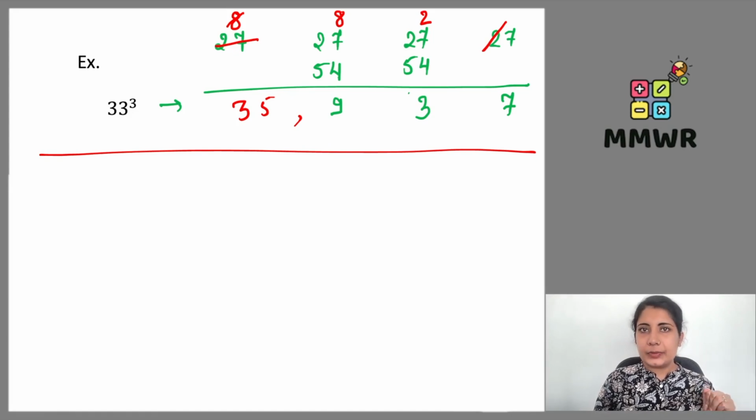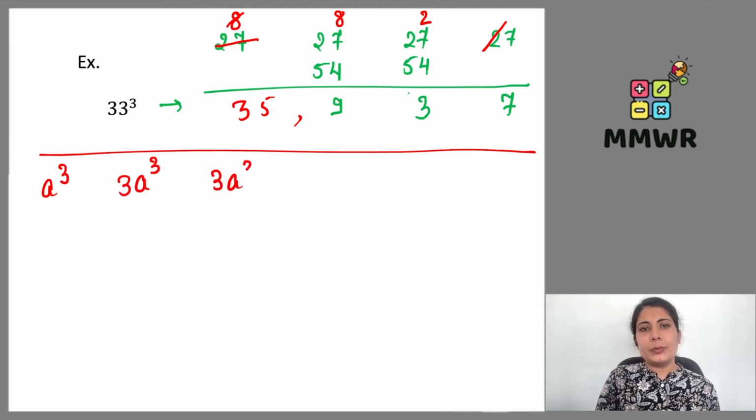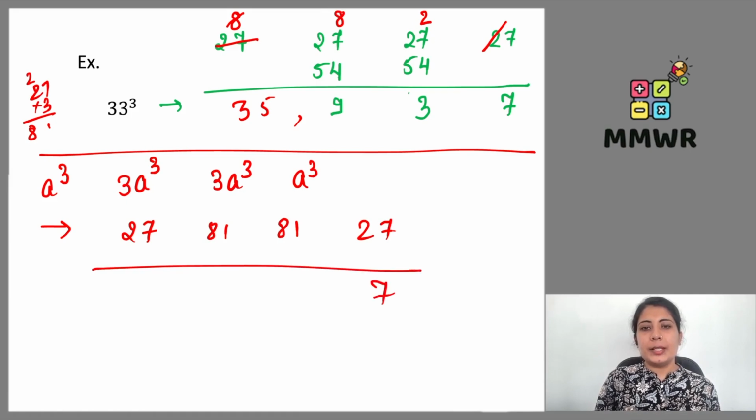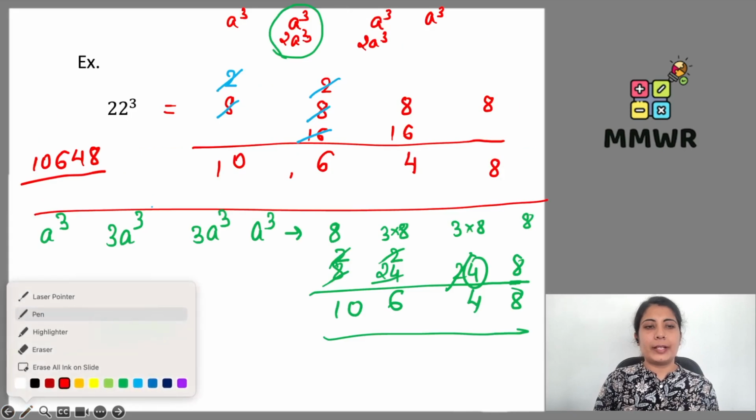The other method which we did just now: a cube, 3a cube, 3a cube and a cube. What we'll be doing? A cube is 27. Now 27 multiplied by 3, we can do it somewhere in the rough work. 3 sevens are 21, carry over 2, 3 twos are 6 plus 2, 8. So 81, here also 81 and 27. So I'll keep this 7 here only. This 2 will be forwarded here.